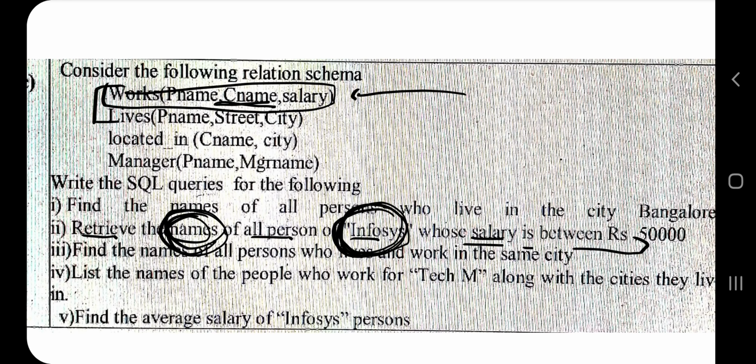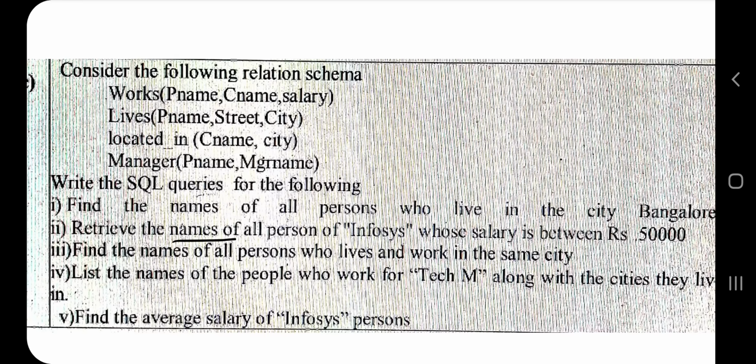And whose salary is between 50,000, meaning less than 50,000. So you will be considering just this one. This is the condition. The last thing is always the condition. First you consider which table you have to select, and then you write the query. So retrieve the names.